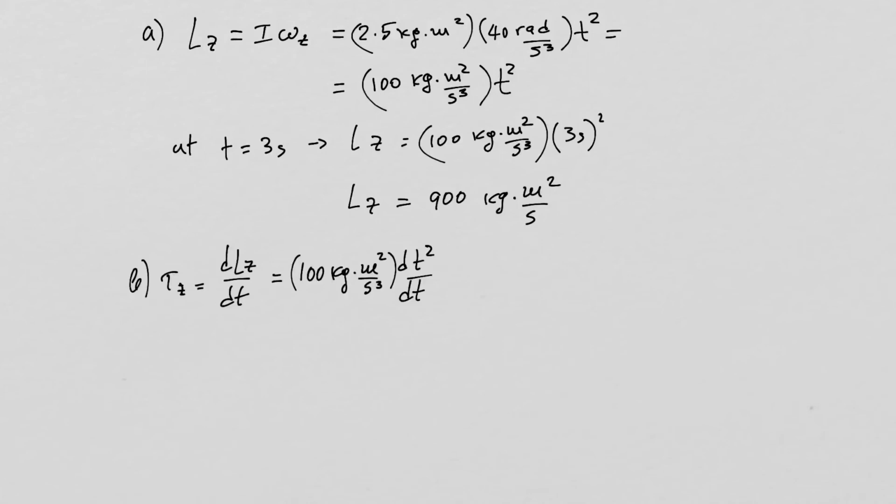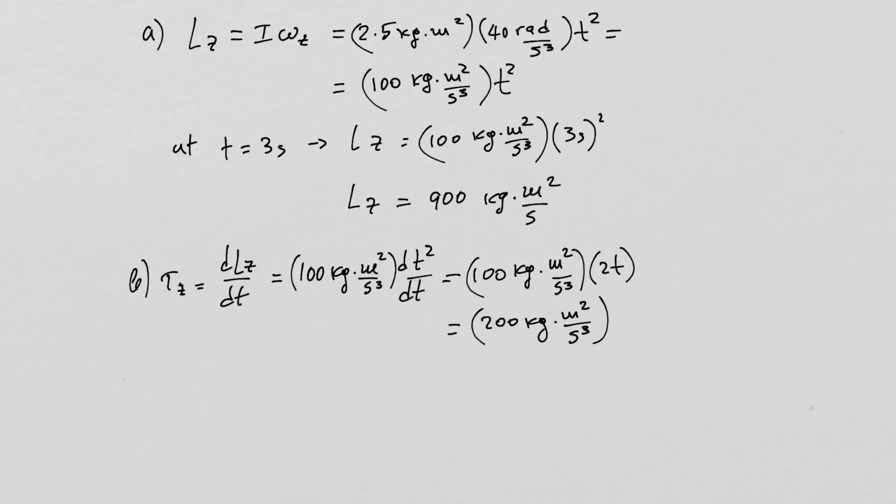To calculate the torque, tau z, I take the time derivative of Lz, so that is 100 kilograms meters squared per second to the third power times d/dt of t squared. And so this will give me 100 kilograms meters squared per second to the third power times 2t, or that is equal to 200 kilograms meters squared divided by seconds to the third power times t.